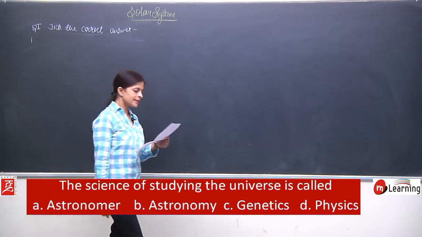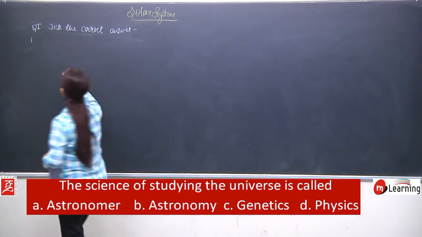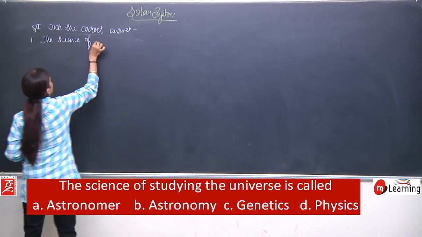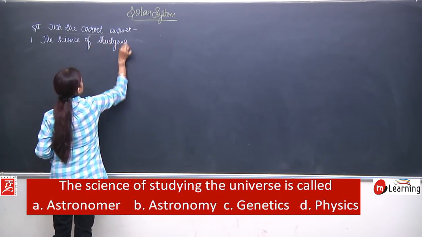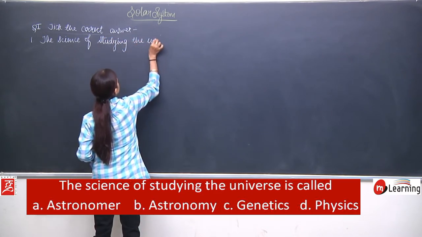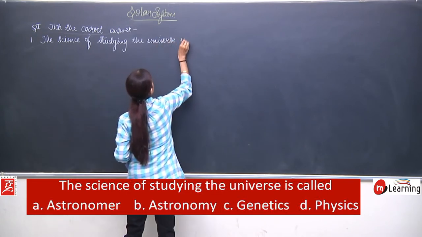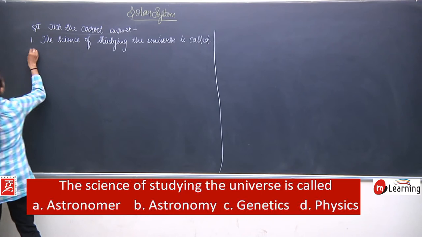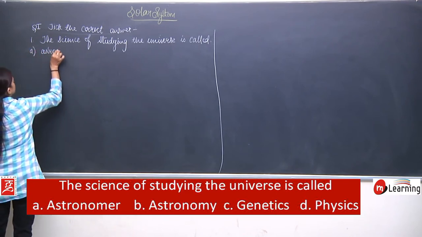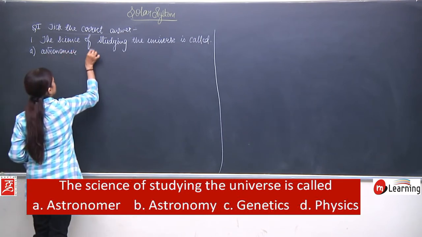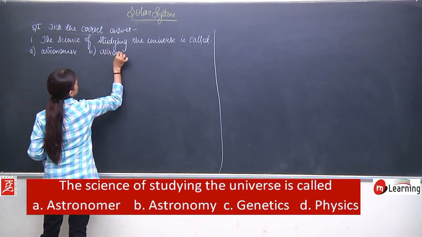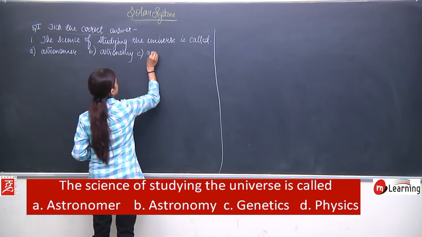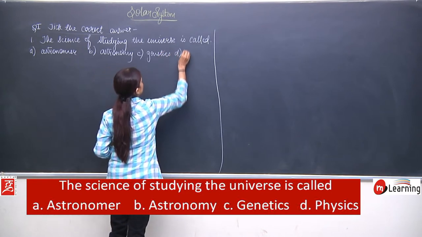The science of studying the universe is called, what is the question, children? The science of studying the universe is called. Options are also given over here, children. A is astronomer, B is astronomy, C is genetics, and the last one is physics.